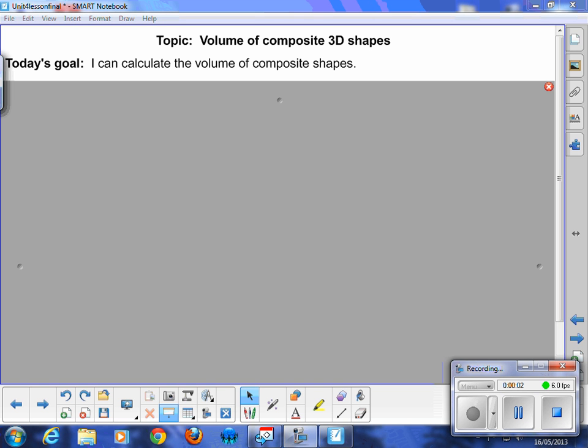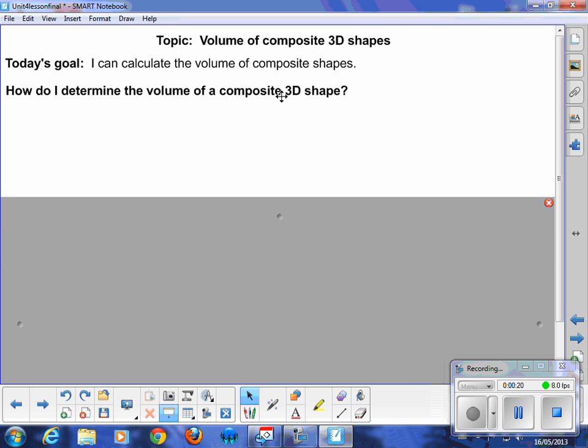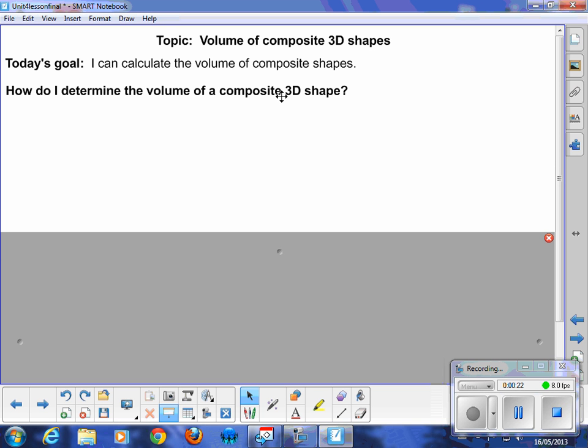All right, and welcome back to the final lesson for this unit, unit number 4. We are looking at volume of composite 3D shapes. So you're looking at the volume of a variety of 3D shapes. So how do you find the volume of a composite 3D shape? Well, our goal today is to determine that, and I've got steps for you, and they're going to look familiar.